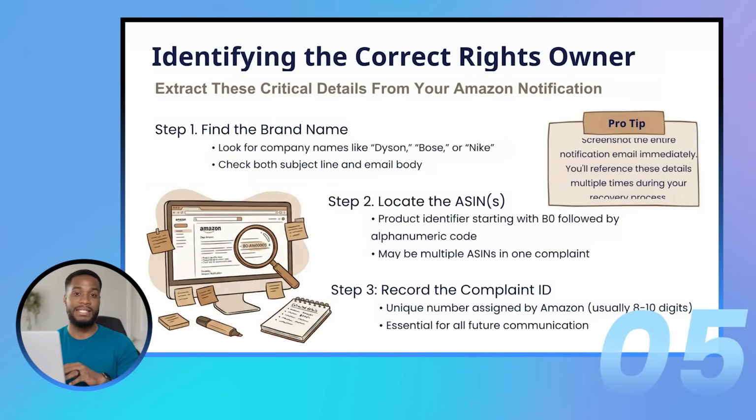Okay guys, now we're getting into the real issue, identifying who actually filed the complaint. You have to check your performance notification for the specific email address and rights owner name. Guys, don't just assume it's the brand. Sometimes it's a law firm or a third-party protection agency. If you contact the wrong person, you can waste a lot of valuable time.